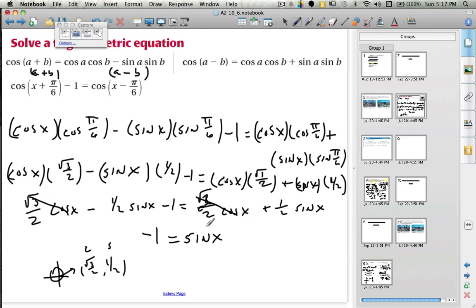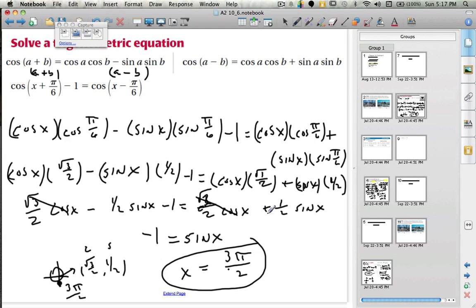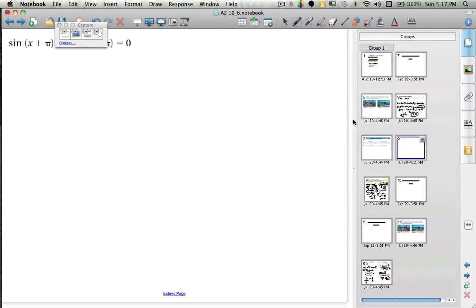Well, where in my unit circle is my y-coordinate negative 1? Well, that's down here. That's at 3 pi over 2. So x is equal to 3 pi over 2. That doesn't happen anywhere else. Okay, let's do another problem similar to that.